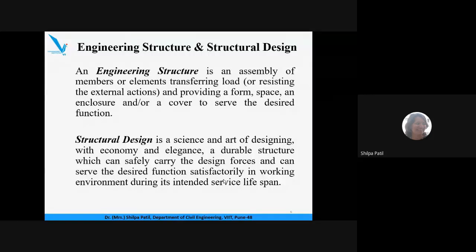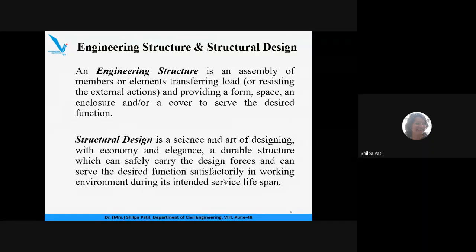Now, how can we define structural design? I'm just reading the definition written on the slide here. Through this definition, you will understand how we are defining the structural design. Structural design is a science and art of designing with economy and elegance a durable structure which can safely carry the design forces and can serve the desired function satisfactorily in working environment during its intended service lifespan.